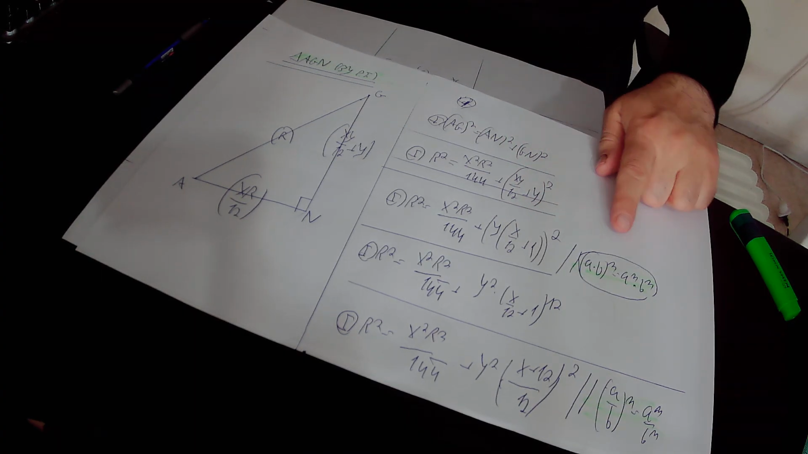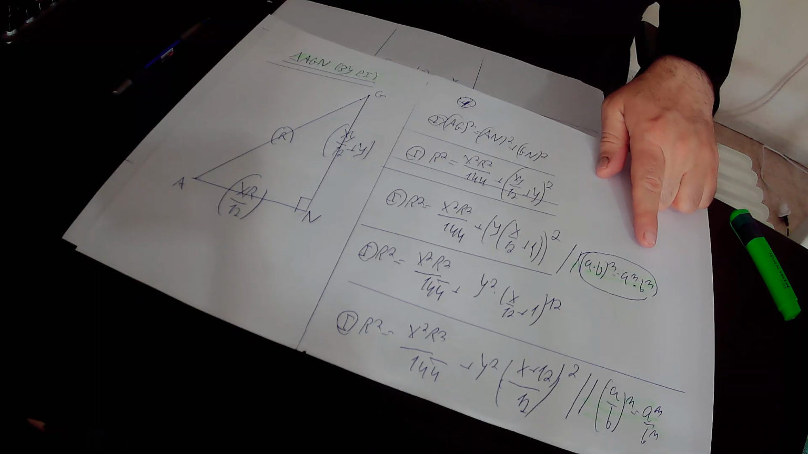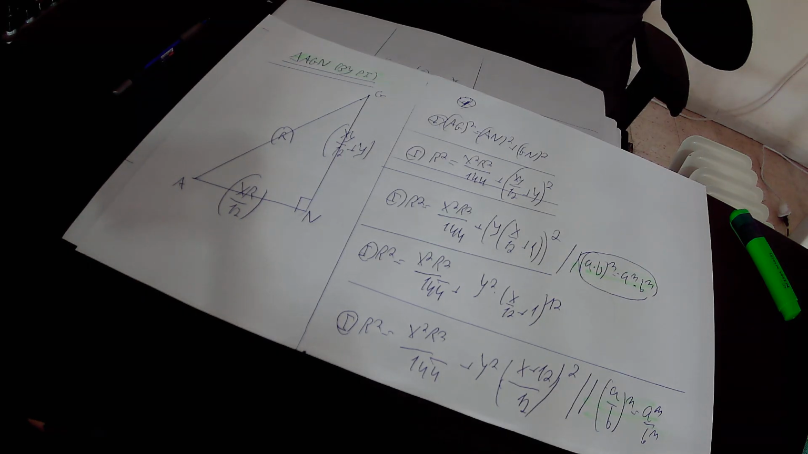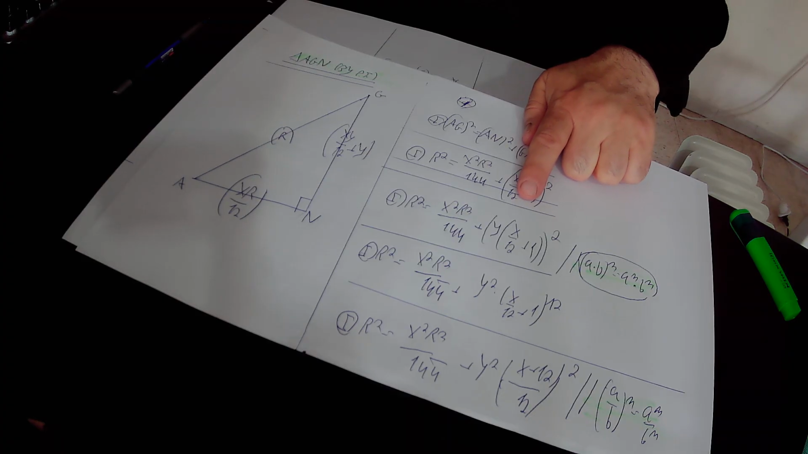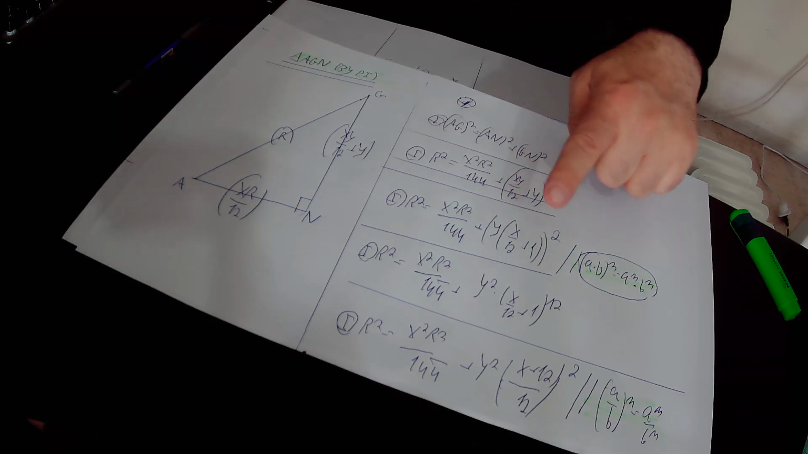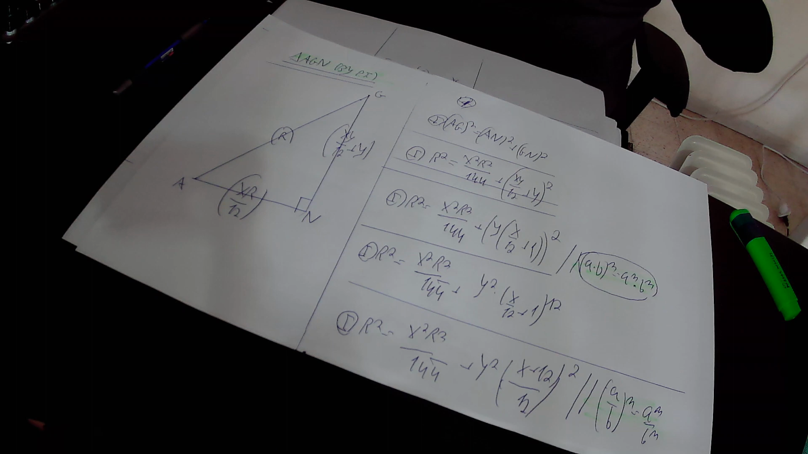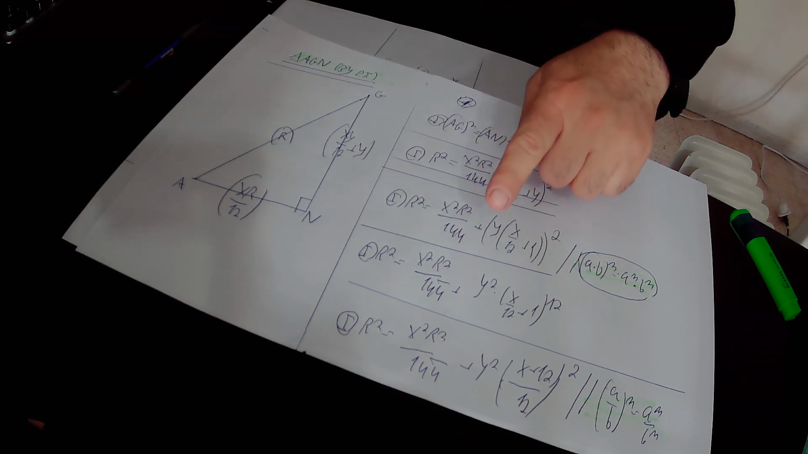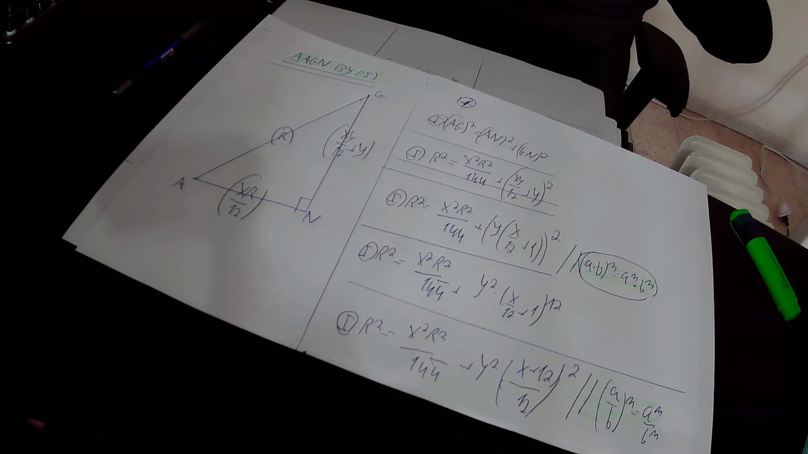So we use this algebraic identity that a times b to the power of m equals a to the power of m times b to the power of m. According to this identity, y times x over 12 plus 1 squared will be equal to y squared times x over 12 plus 1 squared, plus x squared times r squared over 144 equals r squared.